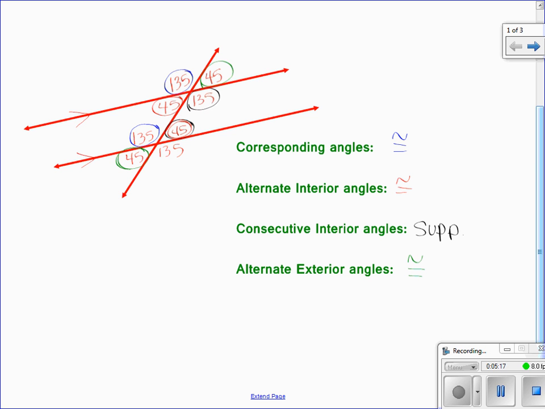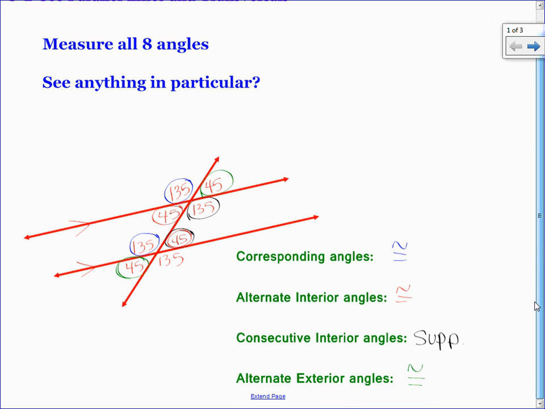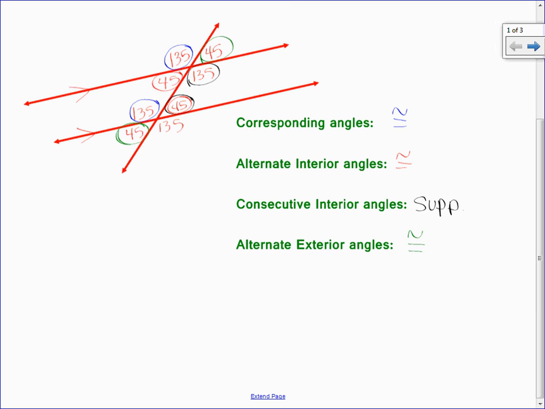Okay, which is why if you look in your notes right below this, you're going to see a bunch of if-then sentences. Let's back up though. We're going to have abbreviations for all of these. You can see them on those if-then sentences. From now on, I'm only going to write a C for corresponding, AI for alternate interior, CI for consecutive interior, and AE for the alternate exterior. I'm no longer going to be writing out the full words. Okay? Shortens up these sentences because they can get kind of long.